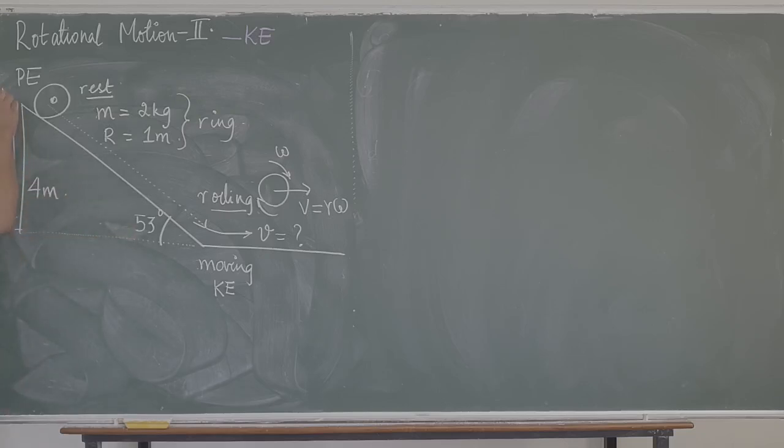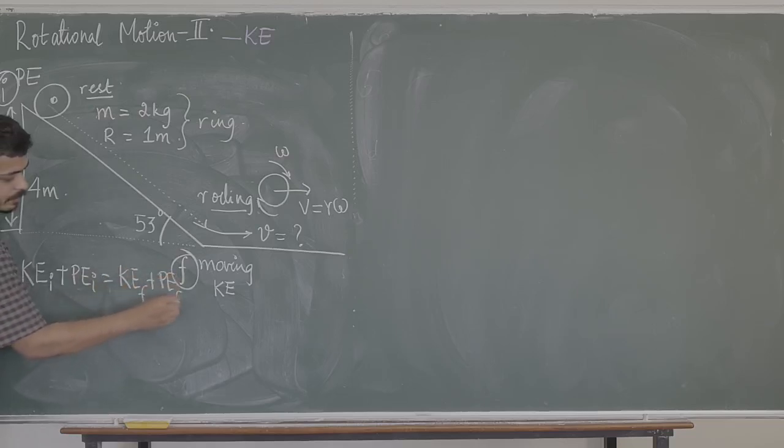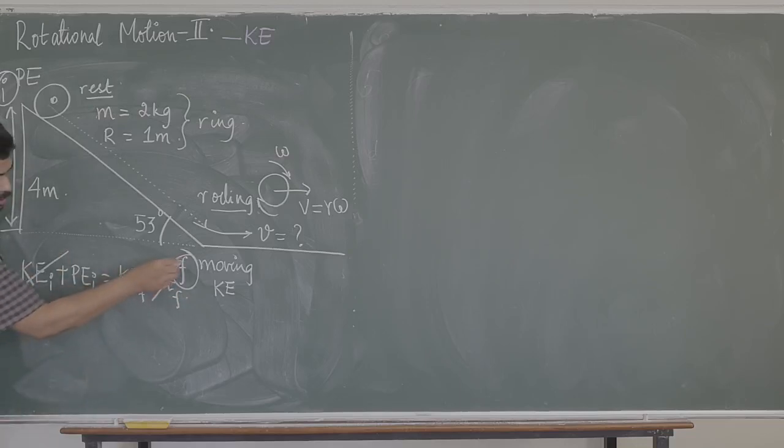So we can say between our initial position and our final position, the kinetic energy initial plus potential energy initial is equal to kinetic energy final plus potential energy final. We can say this. And initially kinetic energy is 0 because the object is at rest. Finally the potential energy is 0 because the object is down, no height, so potential energy is 0.